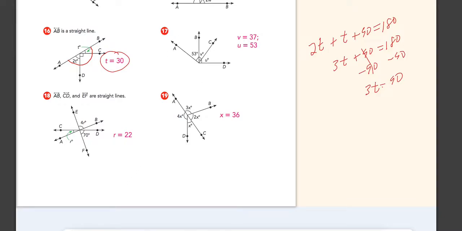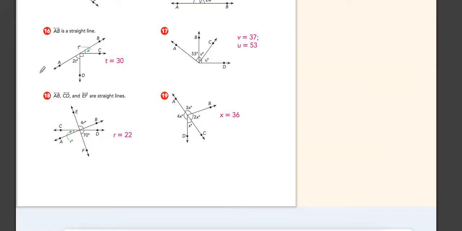Over here, what I do for this one is look at this first right angle. That right angle is made up of two angles, this 53-degree angle and V. I know it's a right angle because I have that little box there. So 53 plus V equals 90. Subtract 53 from both sides, and I get V is equal to 37. So if V equals 37, this equals 37.